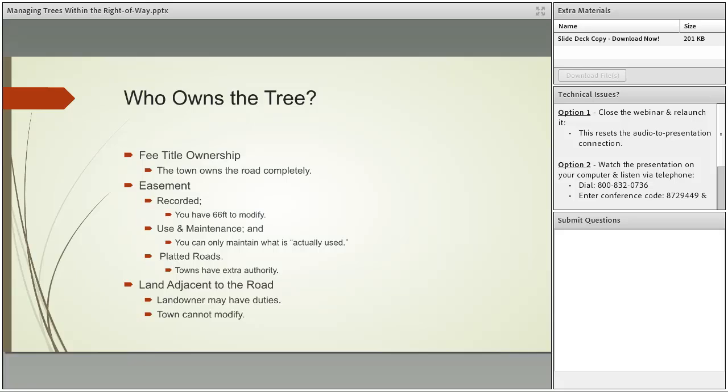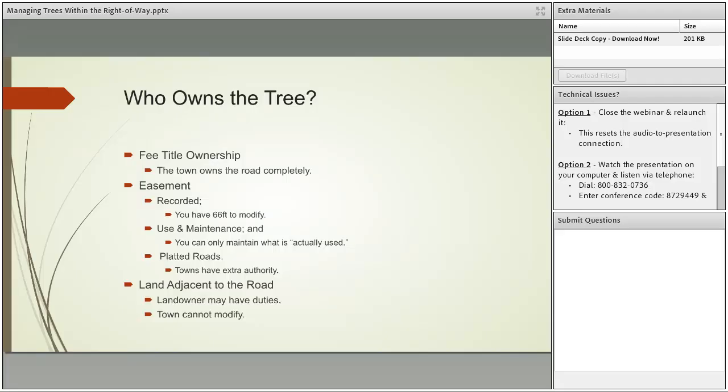So now we want to talk about who owns a tree within the right-of-way, because who owns the tree allows the town to use their rights properly. If the town owns the road, which is incredibly rare, the town owns what is within that 66-foot right-of-way. So don't rely on this as your standard. Generally, a town is going to own or have their rights to the road through easement.